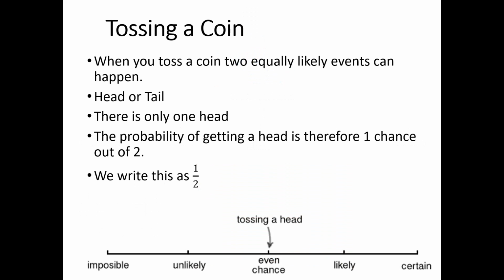So let's think about tossing a coin. When you toss a coin, it's either going to be a head or a tail. I've never seen a coin land on its side yet. So there's only one head. The probability of getting head is therefore 1 out of 2. So to write as a fraction, we write 1 over 2, which is a half. And that's also called an even chance. We might write it as a decimal, 0.5. Or percentage 50%, but usually the probability we write as a whole.